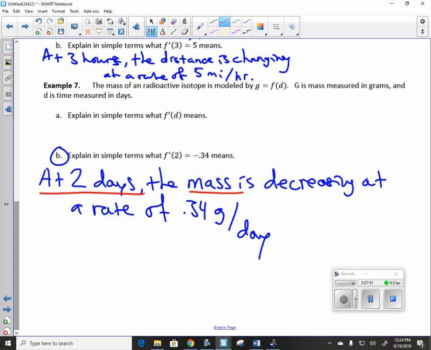What is changing? I chose to say decreasing, so I didn't need to include the negative because it is decreasing. Okay, at a rate of 0.34 grams per day, make sure that you have a label. Are we clear? Okay, you're going to take about 15 minutes and work through your assignment that you got yesterday. We're going to come back together and introduce what we're talking about tomorrow. We good? Go.